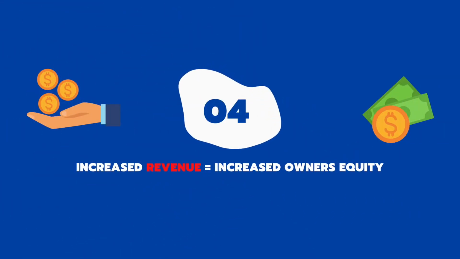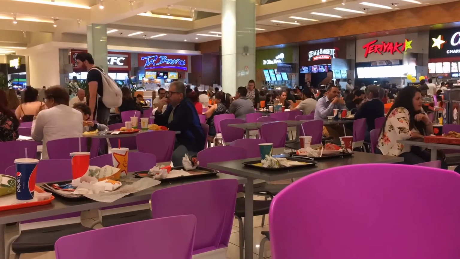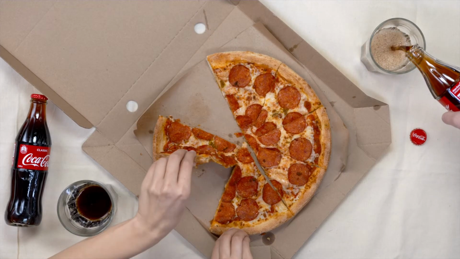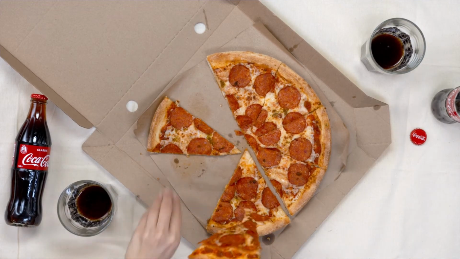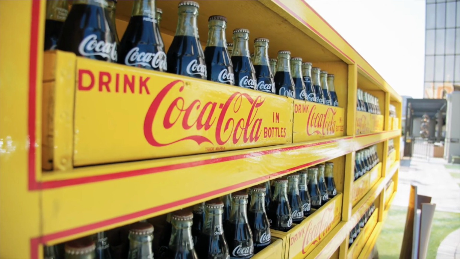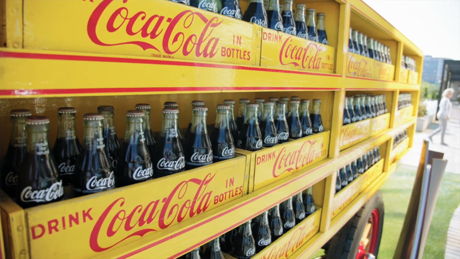Anytime there's an increase in revenue, there is an increase in owner's equity. What that means is, let's take an example of McDonald's or KFC. They're in the business of selling food. The more food they sell, the more their revenue increases. The same goes with any other industry or any product. The more a company is able to sell its product, the more there is an increase in revenue. Let's take Coca-Cola for example. If Coca-Cola sells more bottles of Coke, they would have an increase in revenue.